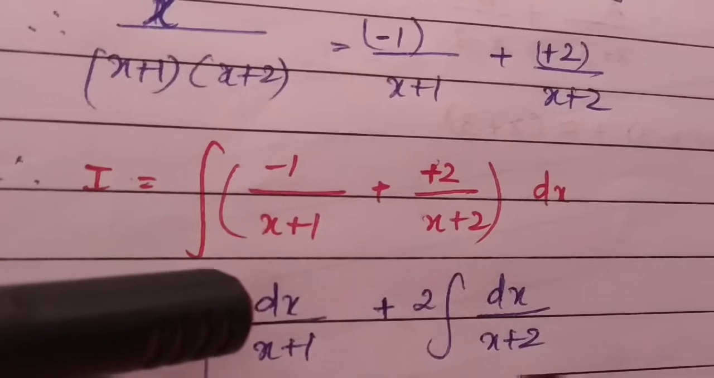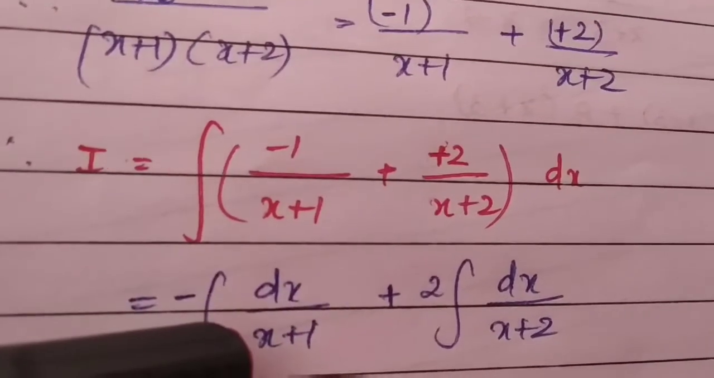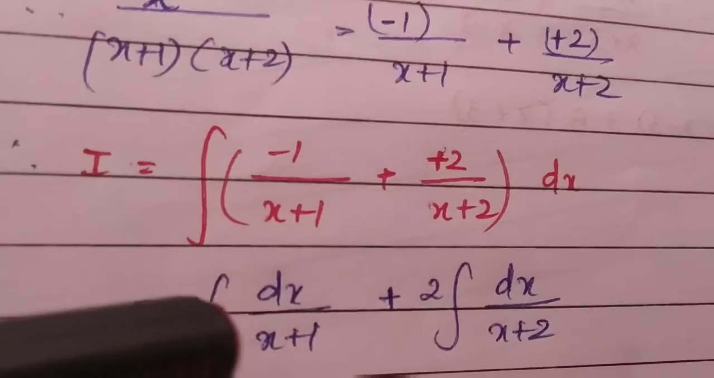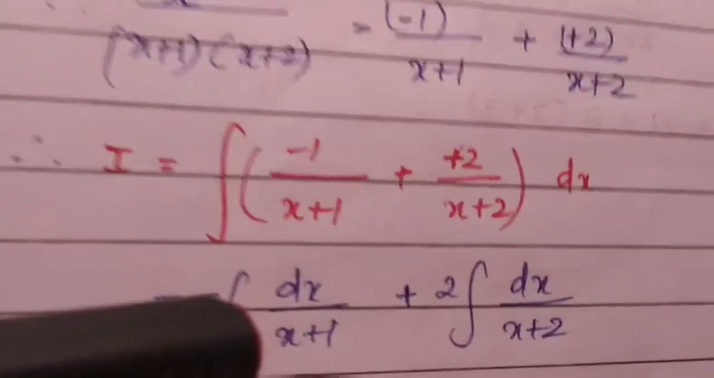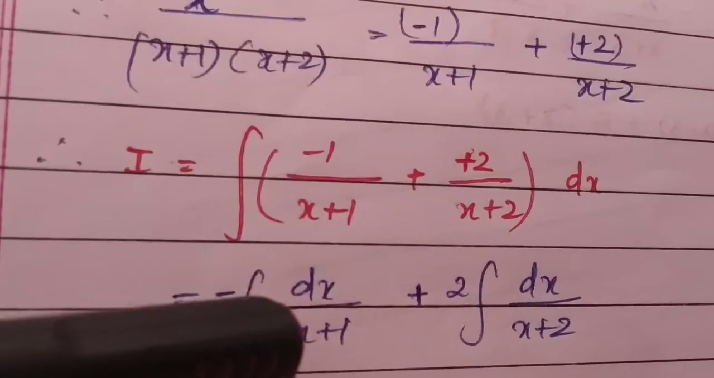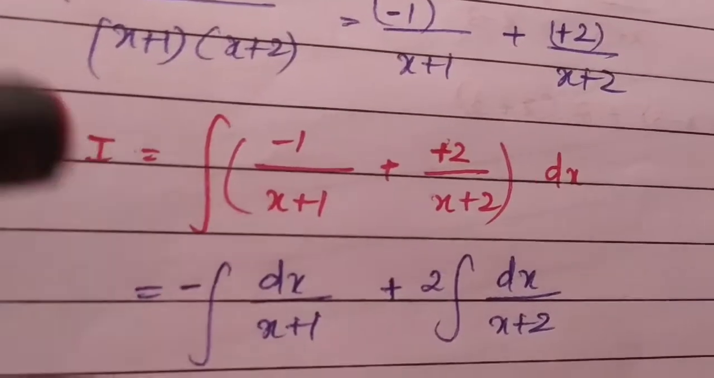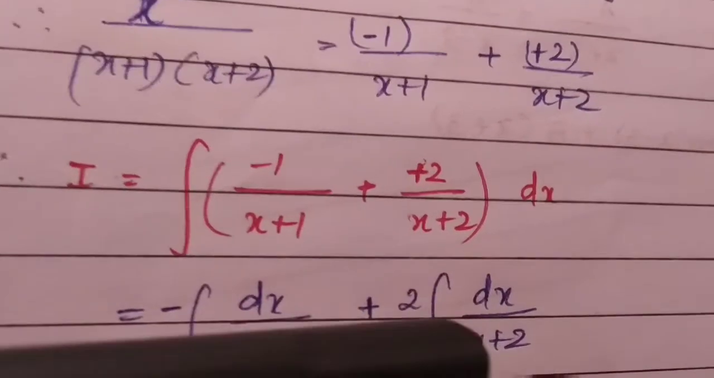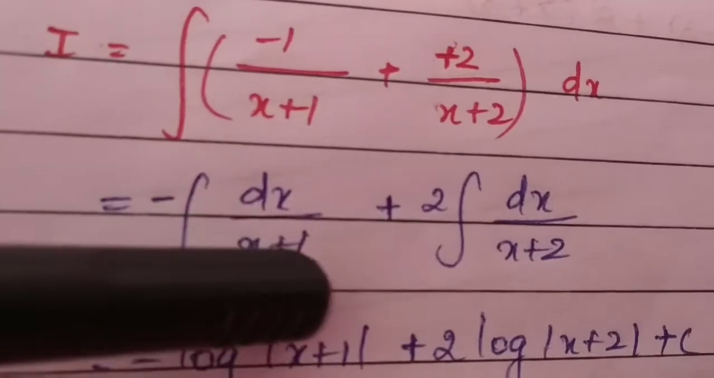Now, always keep it in mind, dx by x is nothing but log of modulus x. If you have dx divided by x, and if there is a coefficient before x, then you need to take it to be t. Otherwise, directly you can write it as log of modulus of x plus 1 and log of modulus of x plus 2. So only I have written it this way, otherwise you can take this to be t.